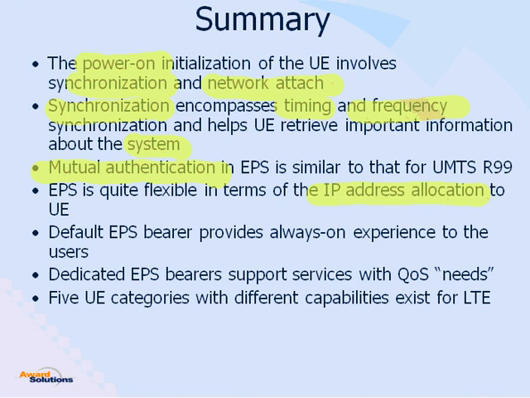We can allocate the IP address as part of the default bearer activation or after establishing the default bearer. These are the two basic ways. And quite flexible. We can give IPv4 or IPv6 or maybe both IPv4 and IPv6 addresses to the user. The IP address can be static, can be dynamic. Very, very flexible.